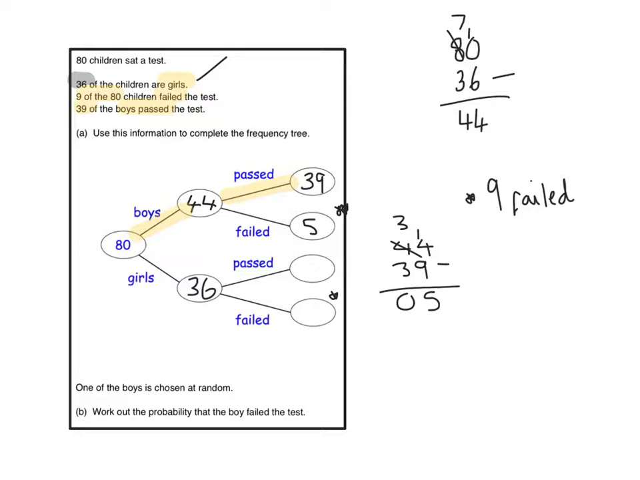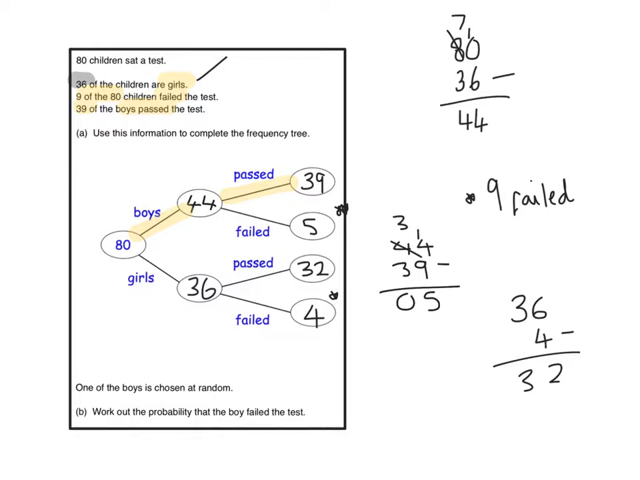Now I've just filled in one of the stars that we noted down earlier, which means that now I can fill in the other star, because I know that the 2 stars, so this one and this one, they need to add up to 9. So if that's 5, this has got to be 4. And now I've got that there's 36 girls and 4 of those girls failed. So 36 take away 4 is 32, so 32 passed.